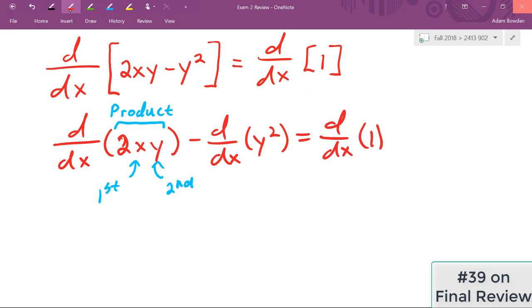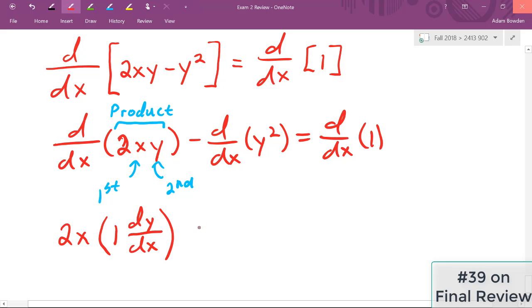So here's how it's going to break down. First, 2x times derivative of the second. Derivative of y is just 1, but with respect to x you have to include the dy dx. So it's 1 dy dx. First times the derivative of the second plus the second, y, times the derivative of 2x, which is 2. So this is how I'm getting this information from the product rule.